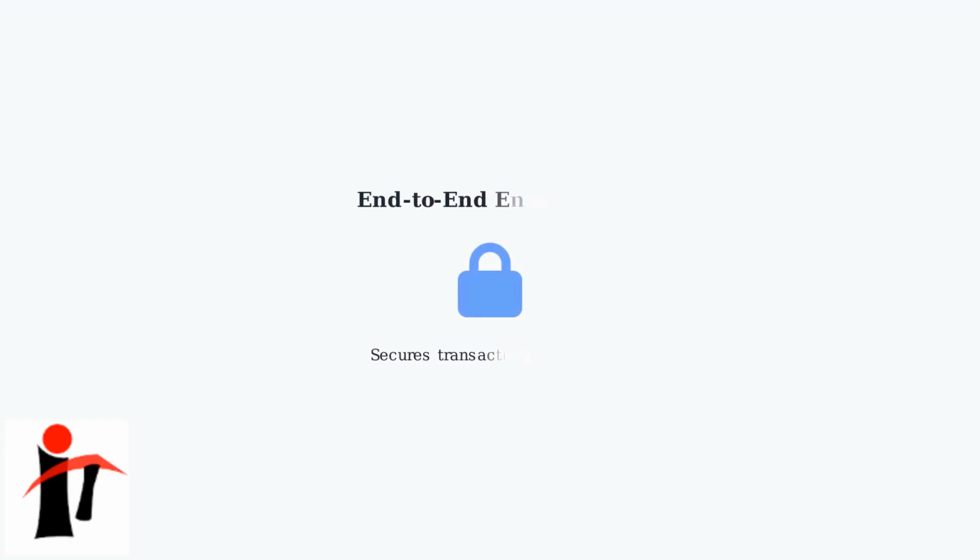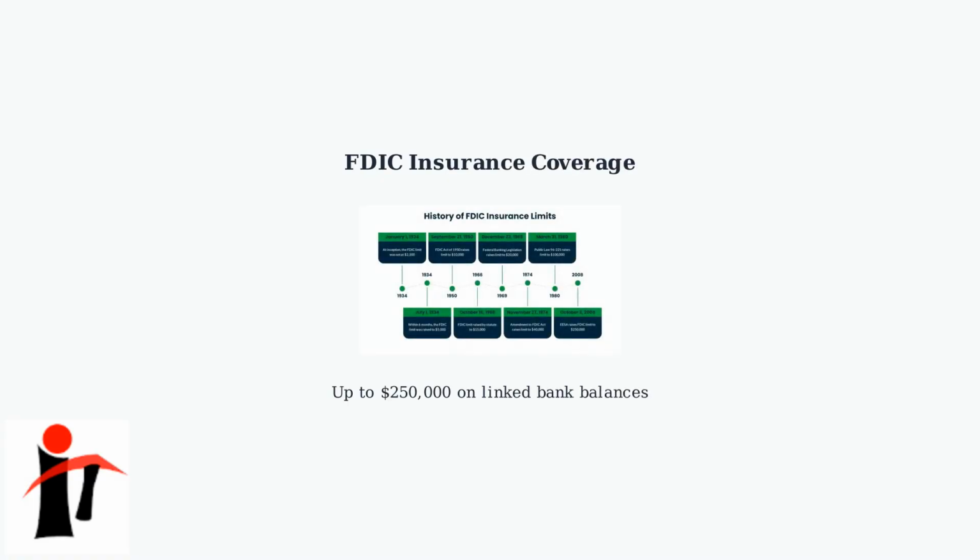Cash App protects your data with end-to-end encryption, ensuring that your transactions and personal information are secure during transmission. This means only you and authorized parties can access your data. Your linked bank balances in Cash App are protected by FDIC insurance up to $250,000. This federal insurance safeguards your funds against bank failures, providing peace of mind for your savings.